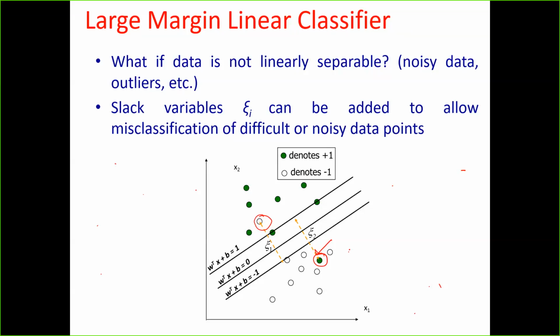If you take the hard margin SVM that we have solved so far, what it is saying is that all the positive points should lie on or above the positive boundary and all the negative points should lie on or below the negative boundary. Is it possible to get such a line here? It's not possible.